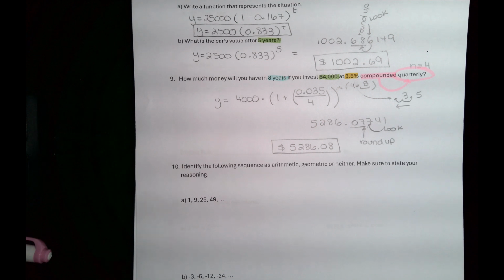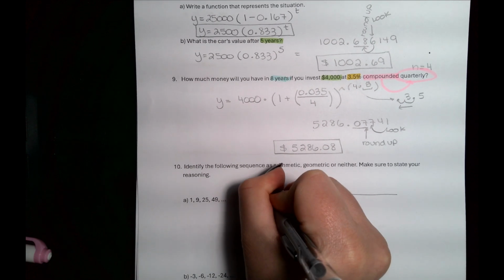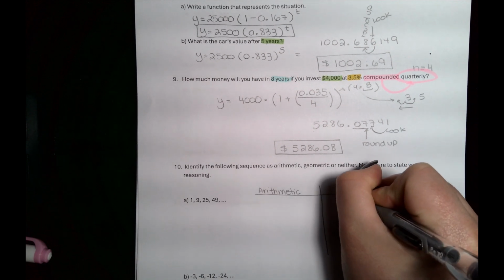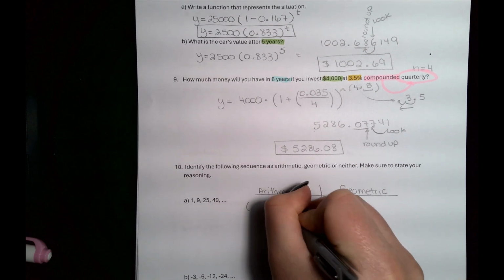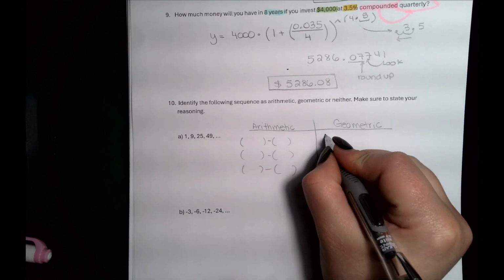Question number 10, identifying the following sequence as arithmetic, geometric, or neither. Make sure to state your reasoning. Okay, so this is where in class we did a T-chart. And we wrote arithmetic, test, and then geometric. For arithmetic, we did our setup, and notice I'm not putting any numbers in there. And then geometric, we did our setup.